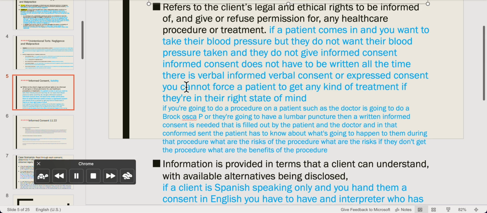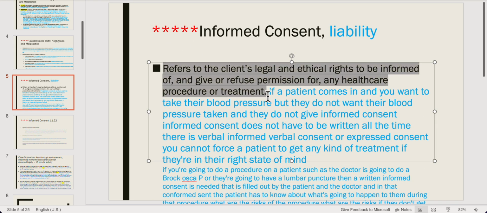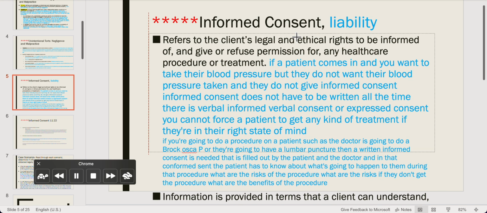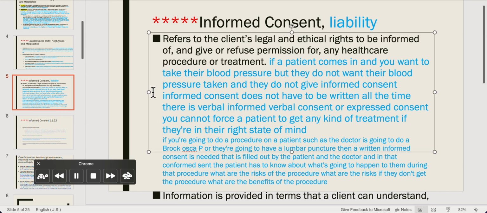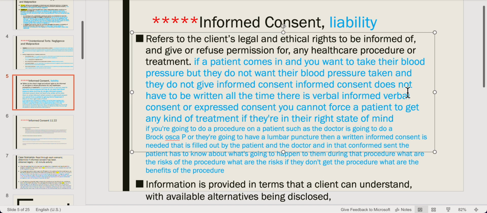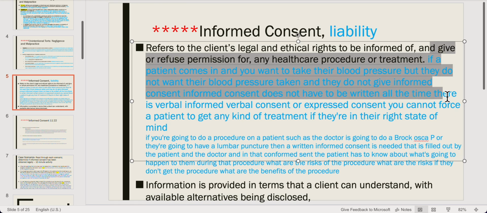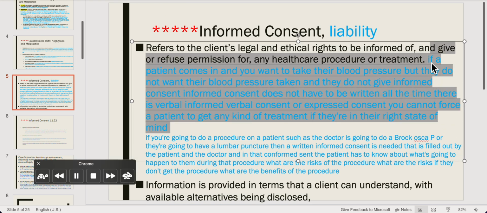Informed consent liability refers to the client's legal and ethical rights to be informed of, and give or refuse permission for, any healthcare procedure or treatment.